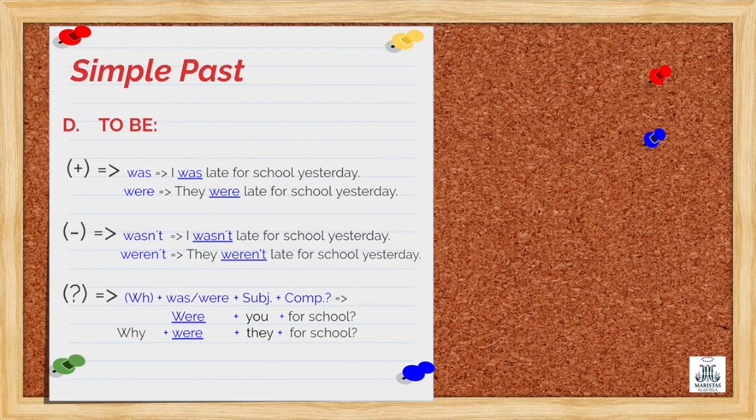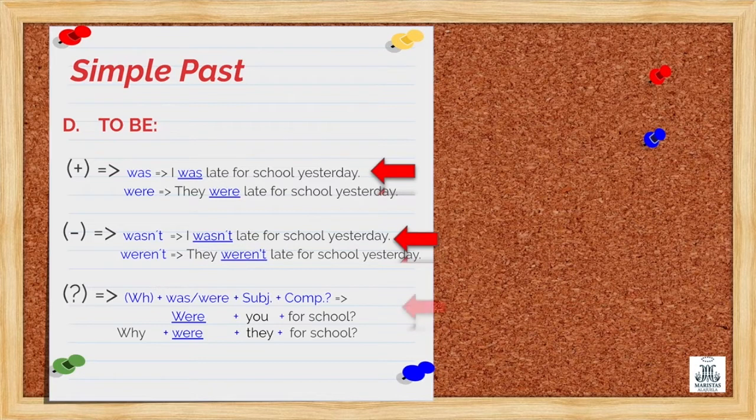For the simple past tense of the verb to be, in affirmative we use was or were. I was late for school yesterday. They were late for school yesterday. In the negative form we use wasn't or weren't. I wasn't late for school yesterday. They weren't late for school yesterday.